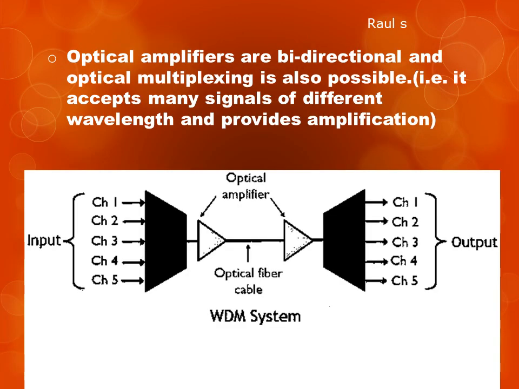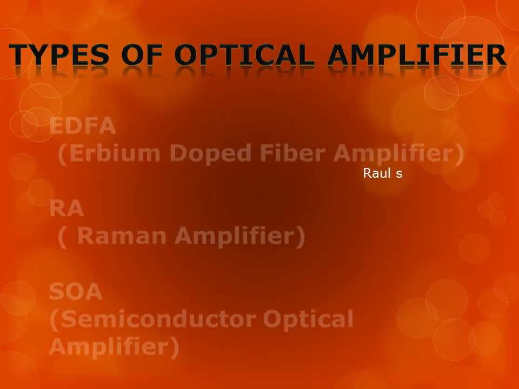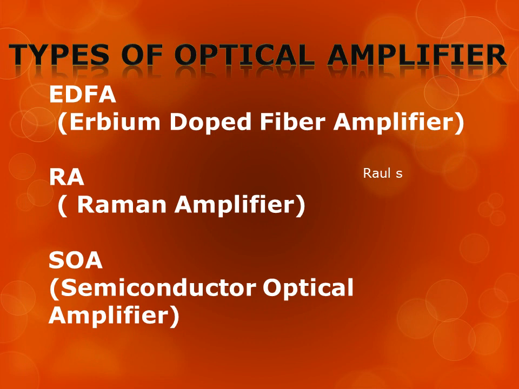Optical amplifiers are bidirectional and optical multiplexing is also possible. It accepts many signals of different wavelength and provides amplification. Types of optical amplifier: EDFA, Erbium doped fiber amplifier; RA, Raman amplifier; SOA, semiconductor optical amplifier.